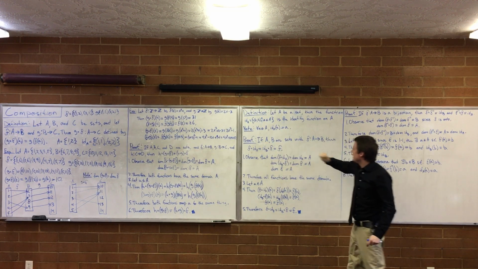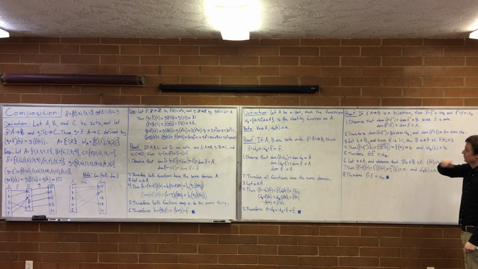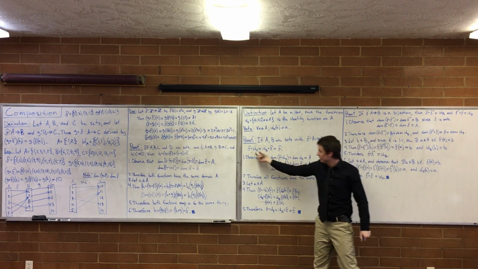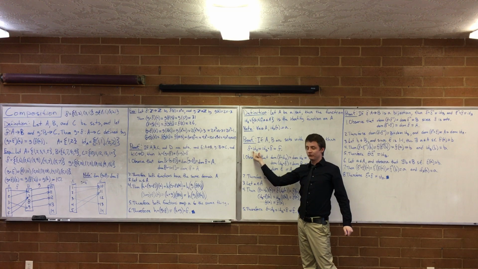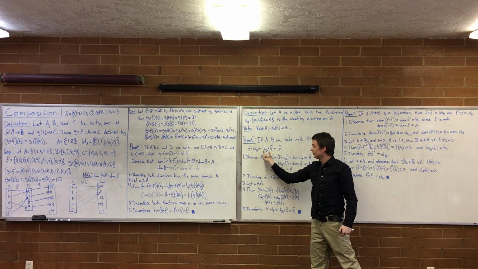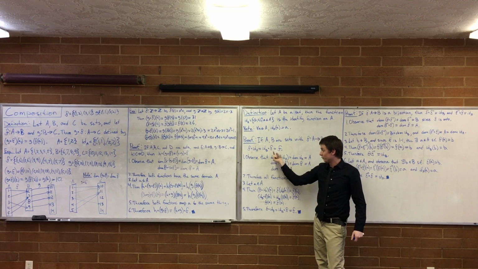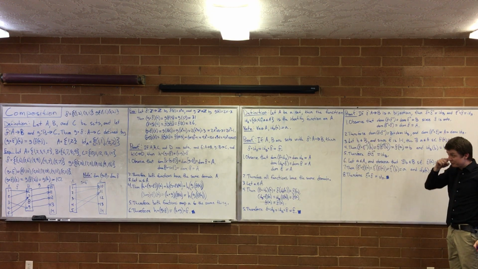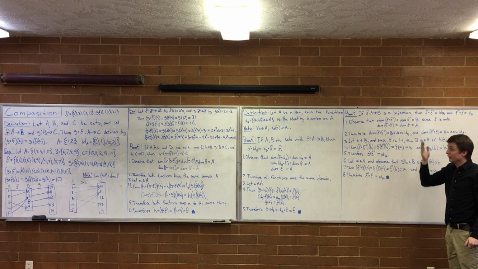If A and B are sets where f is a function from A to B, then f composed with the identity function on A is equal to the identity function on B composed with f, which is equal to f. Okay. Let's prove it.